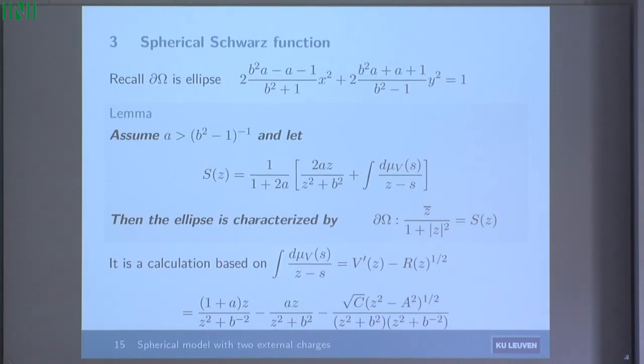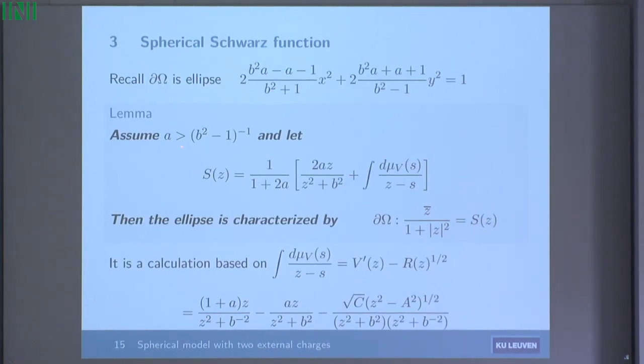Well, recall that I gave you this formula for the ellipse, which also came out of the blue. If you have a nice smooth analytic curve, there's a notion of a Schwarz function, which implements some reflection into this smooth curve. Here I would like to have what I call a spherical Schwarz function that takes into account the fact that we're dealing with a problem coming from the sphere, the spherical metric, so to speak.